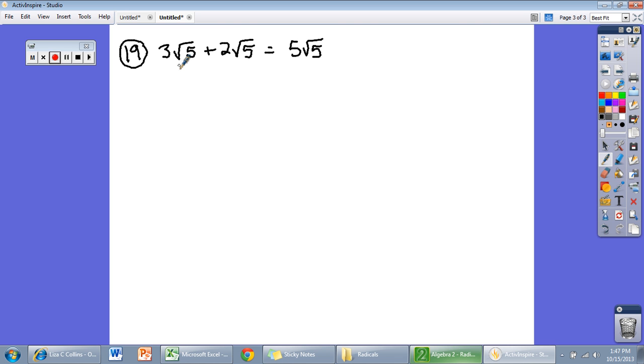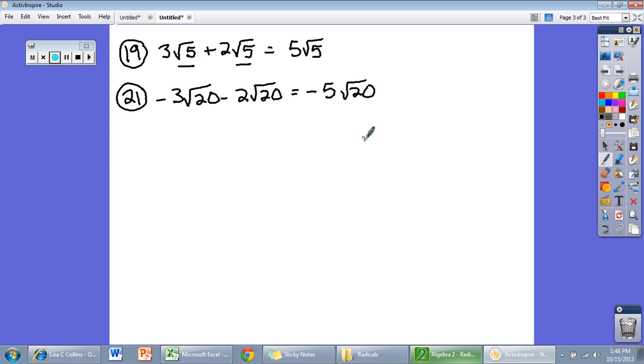Again, notice in these problems, the radicals, what's under the radicand, that number is the same. Okay, in problem number 21, -3 square root of 20 minus 2 square root of 20 is going to leave us with -5 square root of 20. Now you should be saying to yourself, can the square root of 20 be simplified? You could either simplify it here before you subtracted, or you can simplify it here.